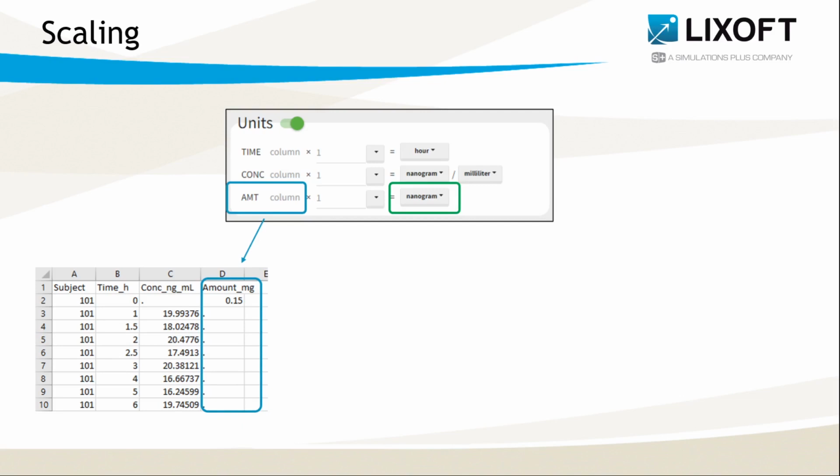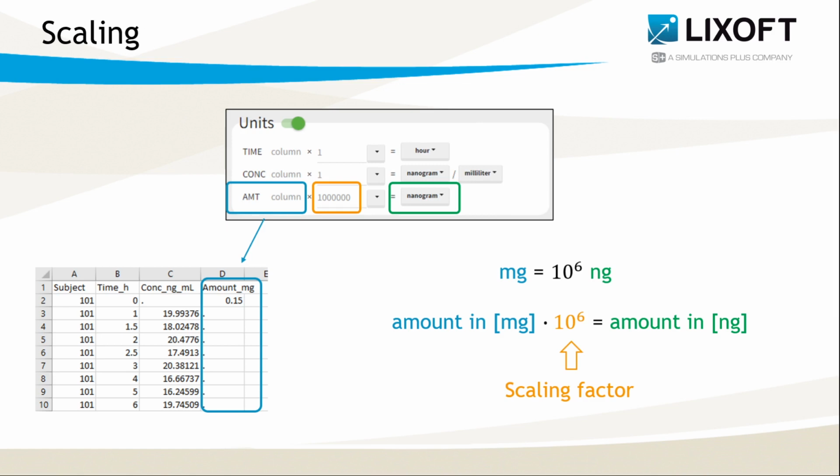I need to scale the values in the amount column because they do not correspond to the selected output unit. A milligram is 1 million nanograms. So to display the results in nanograms, I have to multiply the amount expressed in milligrams in the dataset by 10 to the power of 6. And this is going to be my scaling factor.